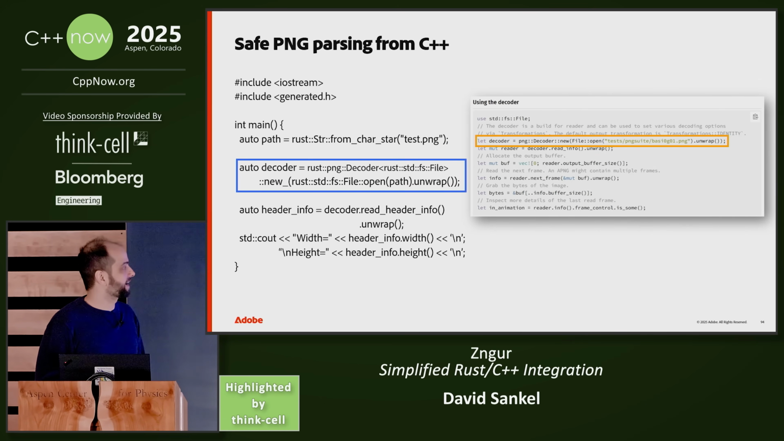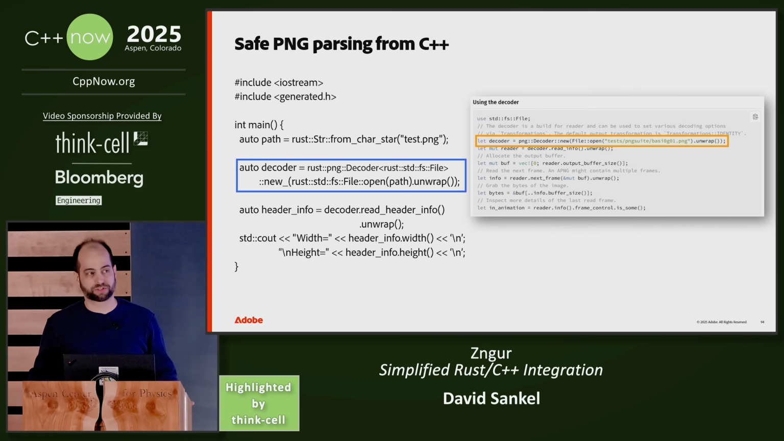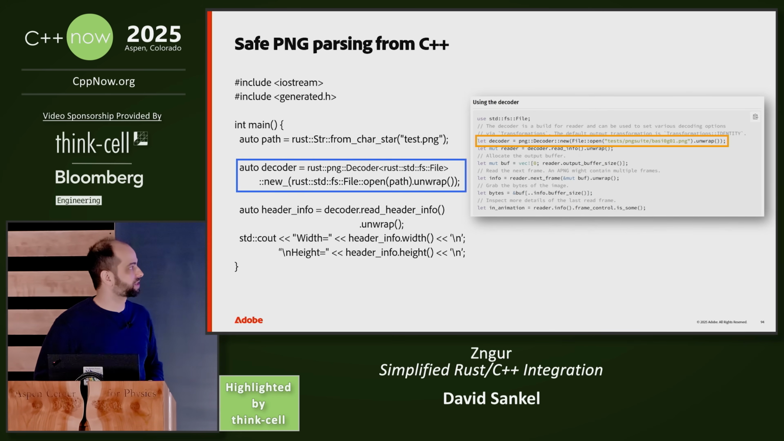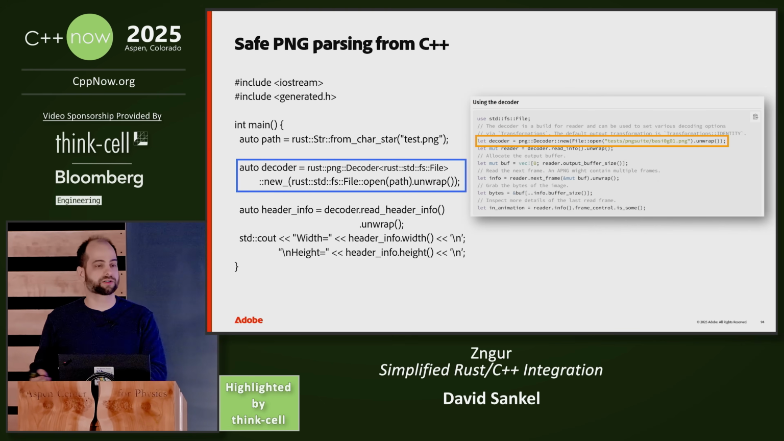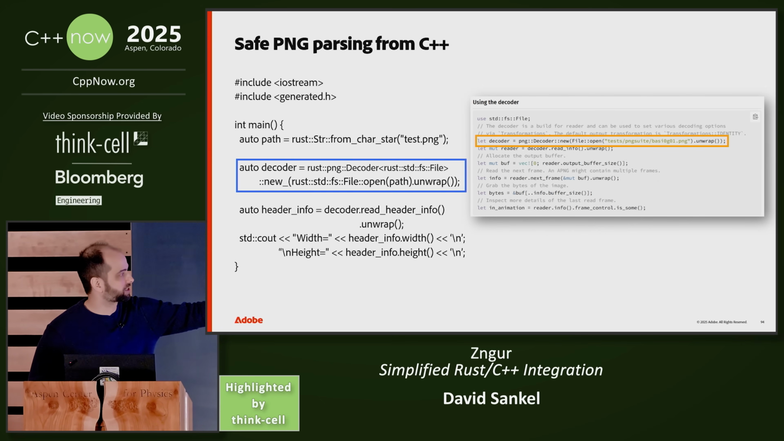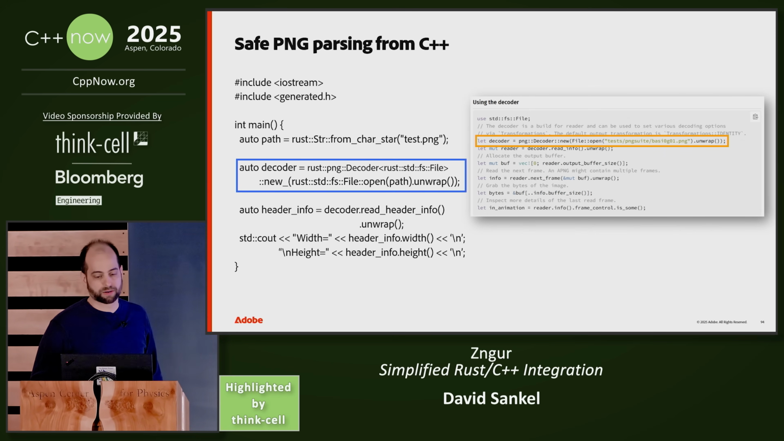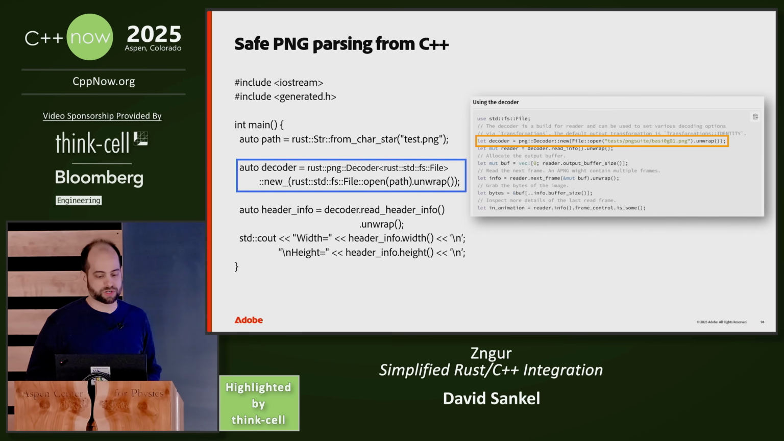Then we need to create a PNG decoder object. And on the right-hand side, you probably can't read that very well. This is just documentation, like the front page documentation of the Rust PNG library. It was essentially just transliterated over to C++ to be able to use it. So we create a decoder object. It requires a file object as an argument.